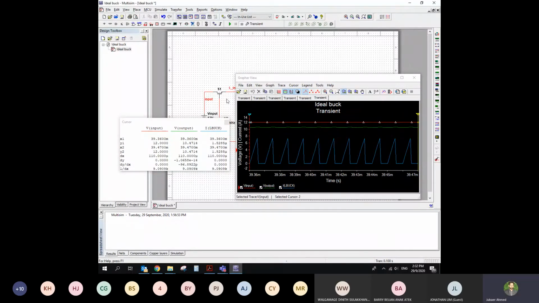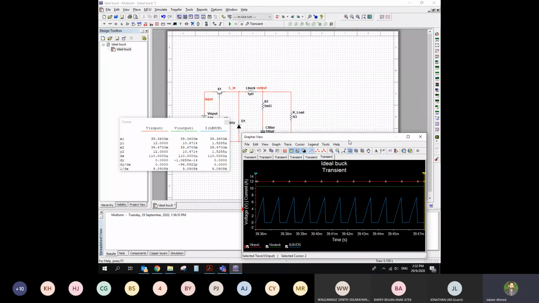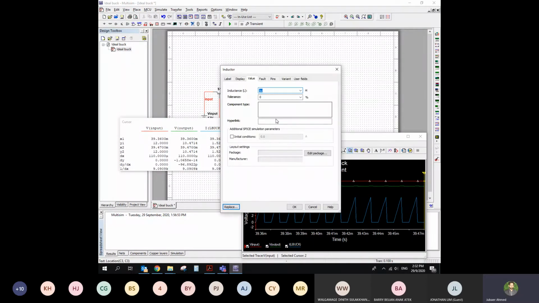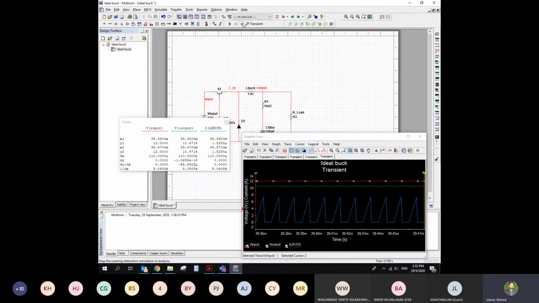Okay, so let's go back to more precise values. Let's make it 12 or 13. 13 should be fine.